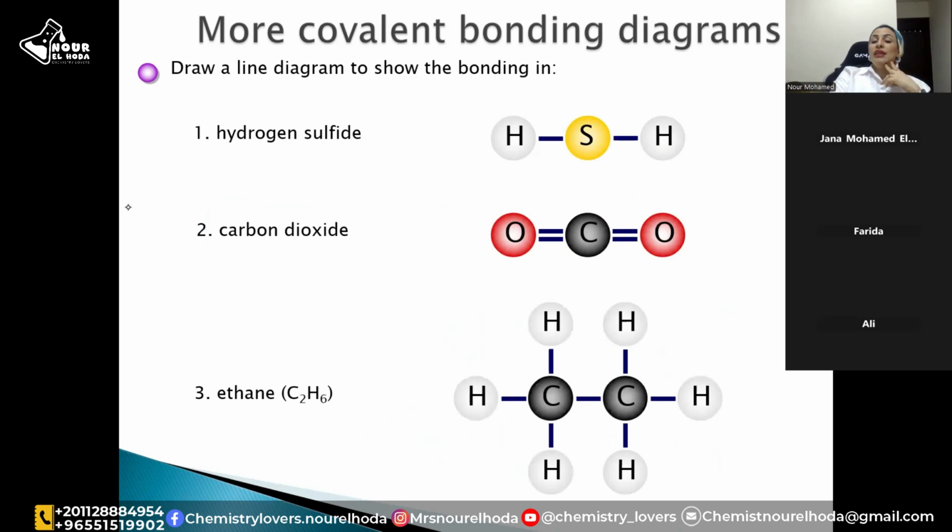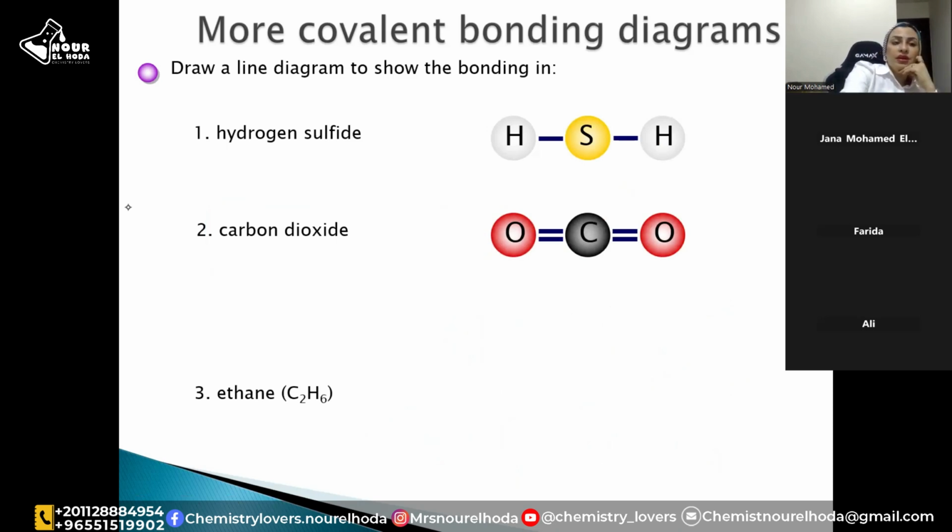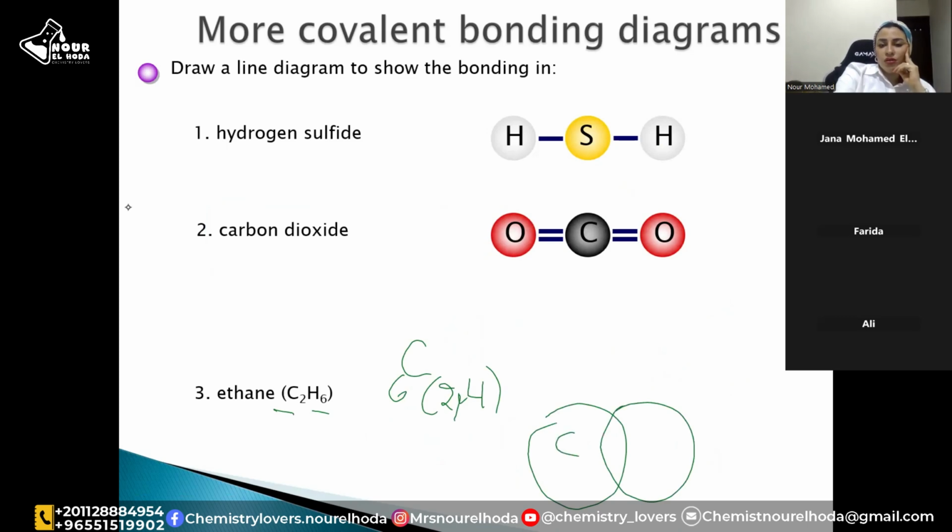But what about ethene? Ethene again is tricky. The carbon is 6, so 2, 4. The problem in ethene is that I'm having 2 carbons and 6 hydrogens. So I need to put what? I need to put carbon here or carbon here. Well, I need to surround them by 6 hydrogens like this.